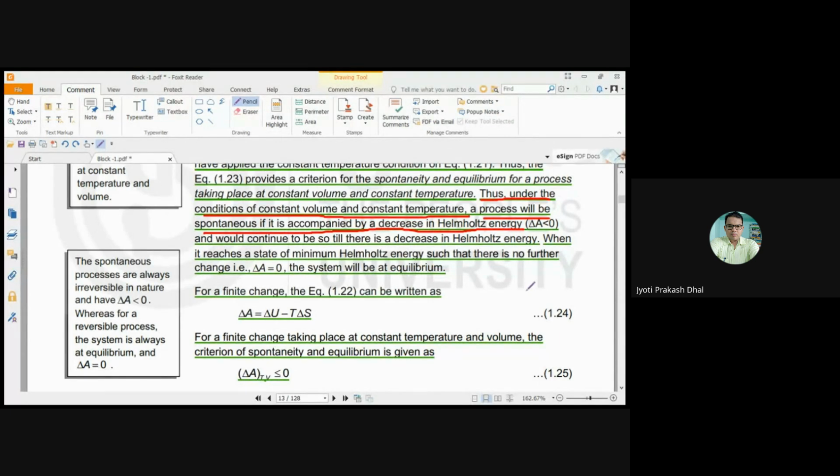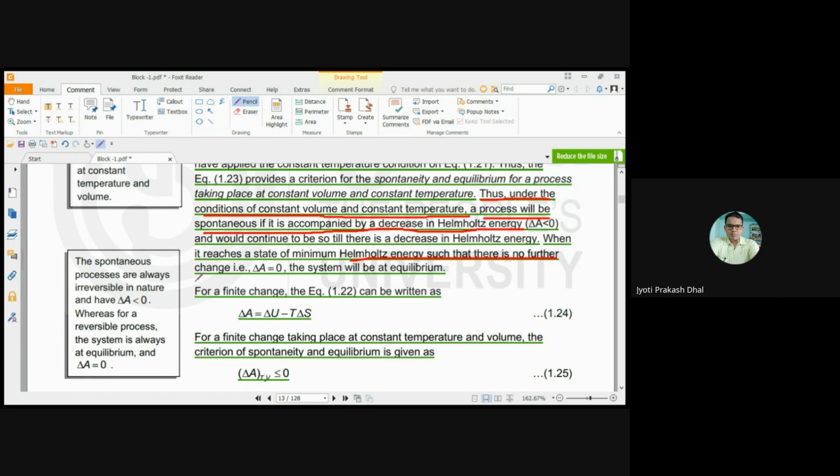That means until the condition del A less than 0 applies, the process will be spontaneous. The Helmholtz energy will continuously decrease and the process will be spontaneous. But when a state of minimum Helmholtz energy is reached, there is no further decrease in Helmholtz energy. In that condition, del A equals 0, and the process will be at equilibrium. So this is the criteria of spontaneity and equilibrium of a thermodynamic process.